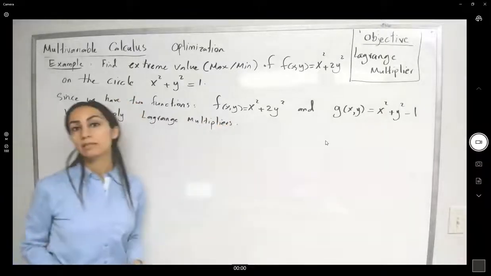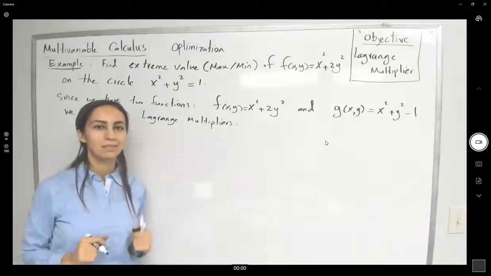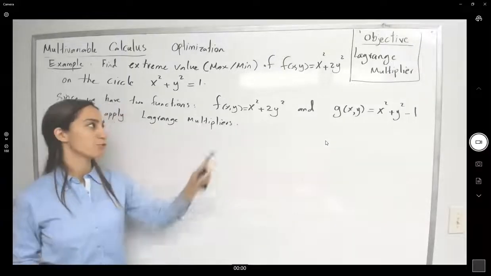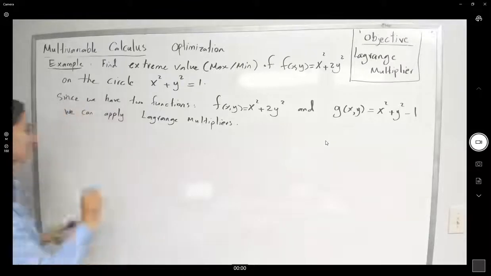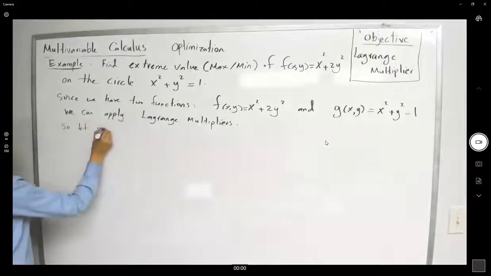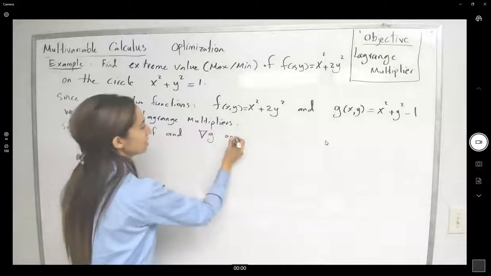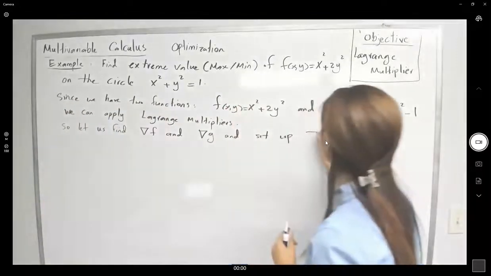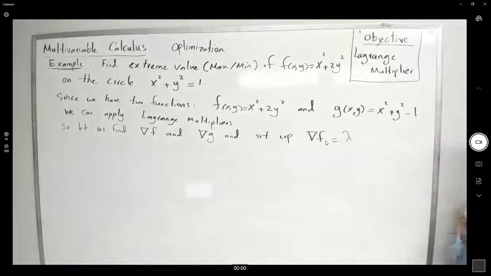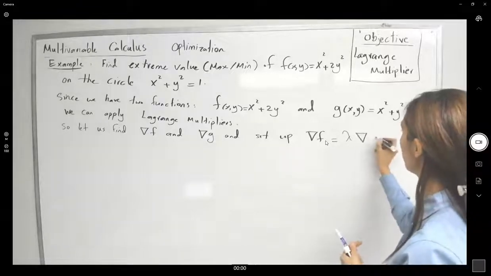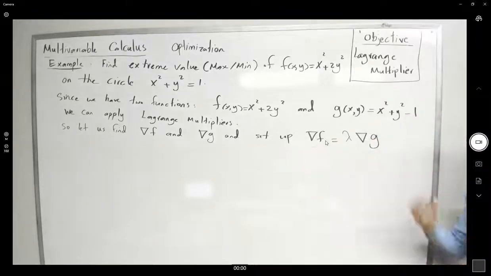We know that to apply the method of Lagrange multipliers, we need to find the gradient of f and also the gradient of g, and set them equal to each other, because at the optimal value for f, the gradient of f and the gradient of g are parallel to each other. So let us find the gradient of f and the gradient of g and set up gradient of f equals lambda gradient of g. It means that we need to find the values where these two vectors are parallel to each other.